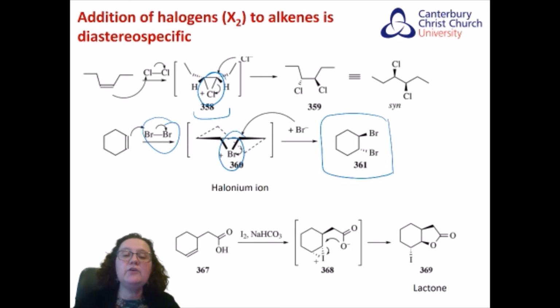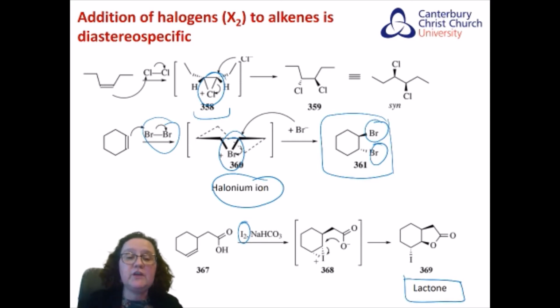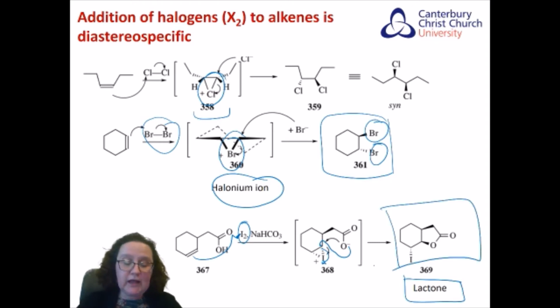Sometimes you can use halonium ions not to make a dihalogenated compound, but to form other compounds. For example, this is the formation of a lactone. In the first step you use iodine and sodium bicarbonate, and the first step is the addition of the iodine to the double bond. But the next step is not the attack of the other iodine, because you have a nucleophile in your structure. This oxygen can attack and displace the iodine atom, and you form a lactone.